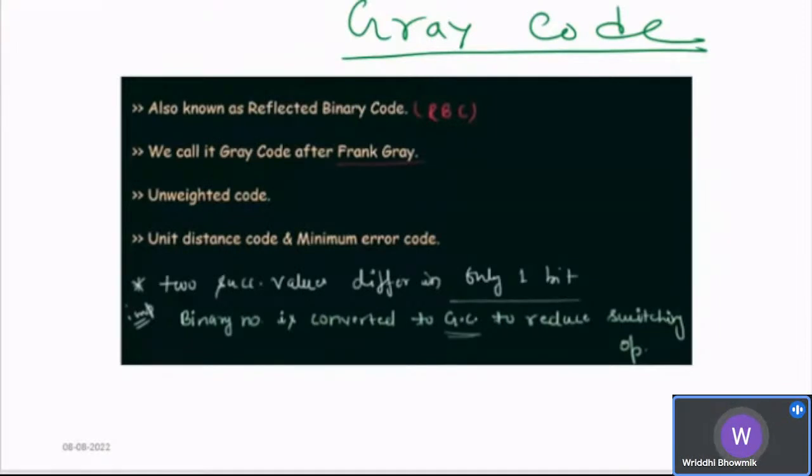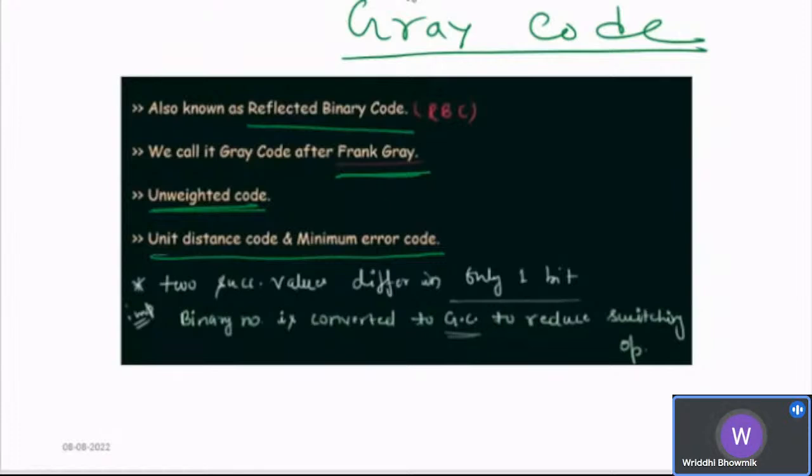Gray code is known as reflected binary code. We call it gray code after Frank Gray, one of the physicists who developed this code. After his name, this code is known as gray code, and also it is known as reflected binary code. It is an unweighted code. In case of BCD, we have seen that BCD is a weighted code, positional weights are there, and it is 8421 code, but gray code is an unweighted code. It is also known as unit distance code and minimum error code.